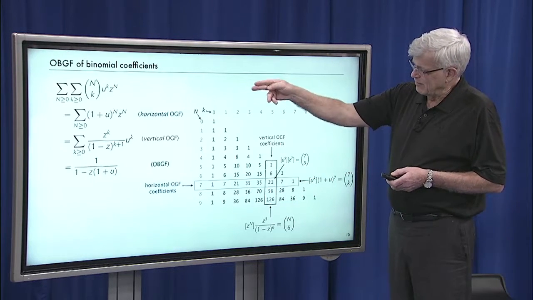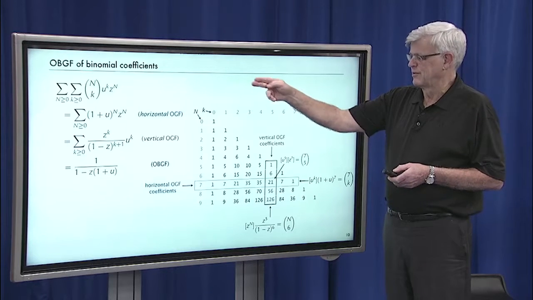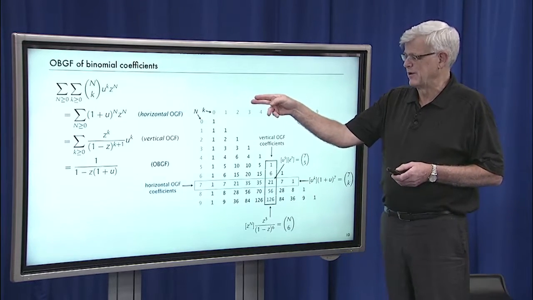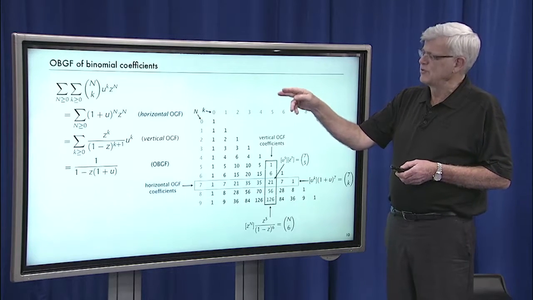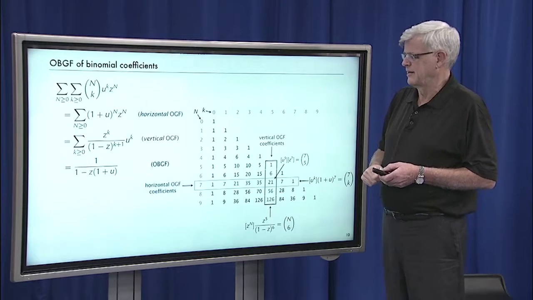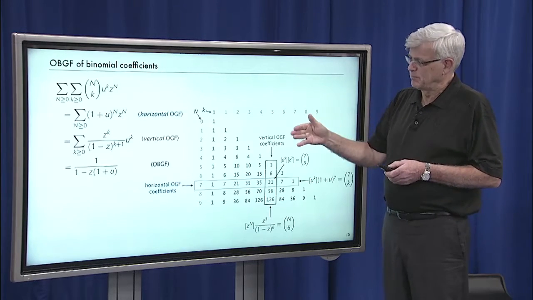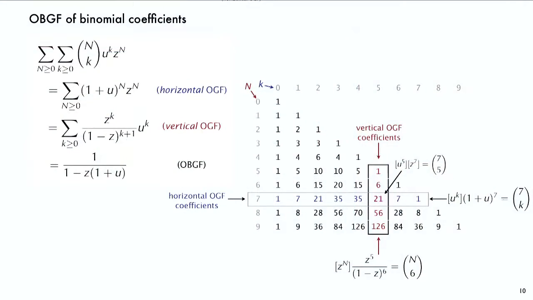So now evaluating either one of those sums, maybe the horizontal one's the easiest or most familiar one. If you sum (1+u)^n z^n, well, that's just summing the quantity z times (1+u) to the nth power over all n. So it's just 1 over 1 minus that quantity.